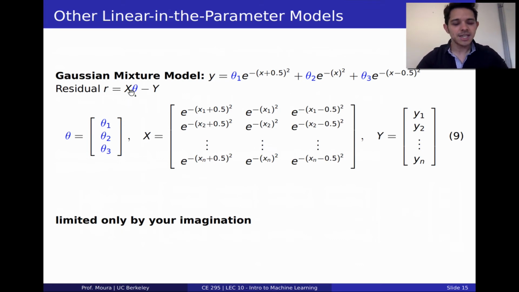So the residual, again, can be written as r equals big X theta minus y, where the theta column vector and the y column vector are always the same in these examples. And basically the trick is, how do you assemble this regressor matrix big X, which could have nonlinear elements in X. So this is limited only by your imagination. You could come up with all sorts of linear in the parameters models, and they are equally easy to fit in the sense that you can formulate the optimal fitting problem as a least squares problem, which turns out to be a quadratic program in the jargon of optimization.